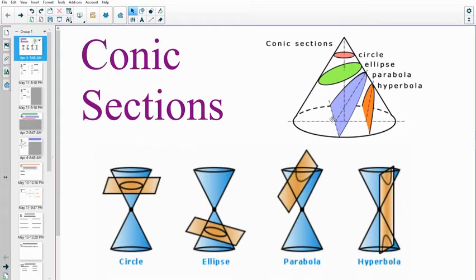If my slice, this is hard to describe, is actually parallel with the slant of the cone, we get a shape that's called a parabola, and we will not be doing a lot with parabolas, mostly because we've already done a lot with parabolas, quadratic formulas and all that stuff that we did earlier in this class, but that is a conic section.